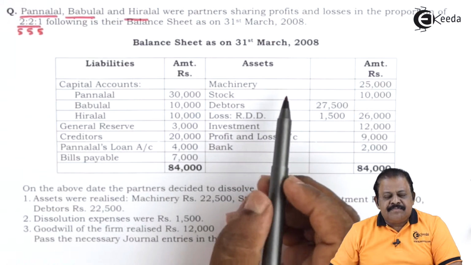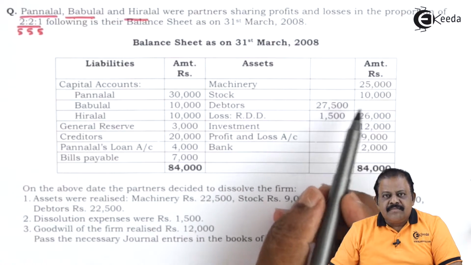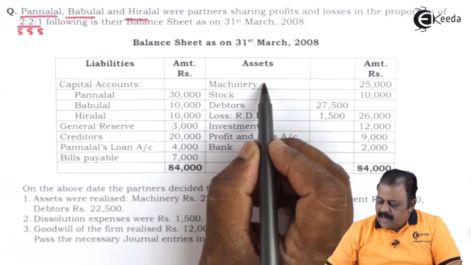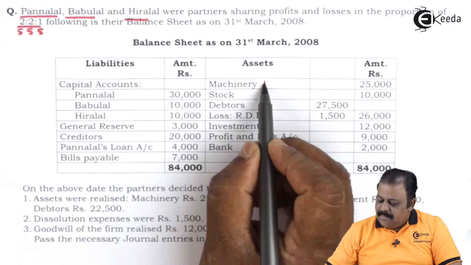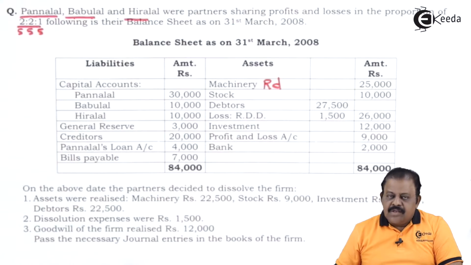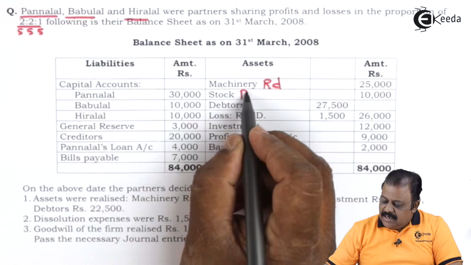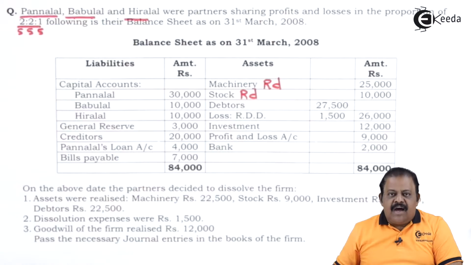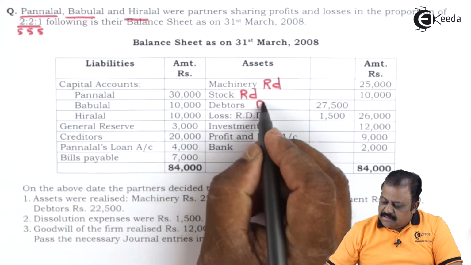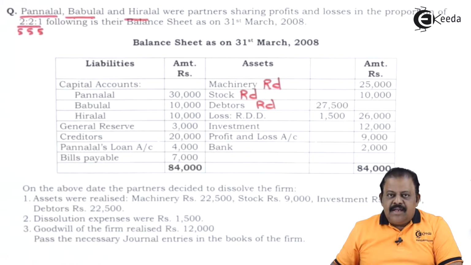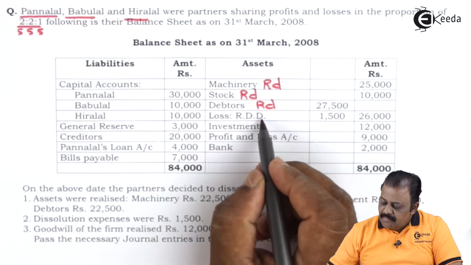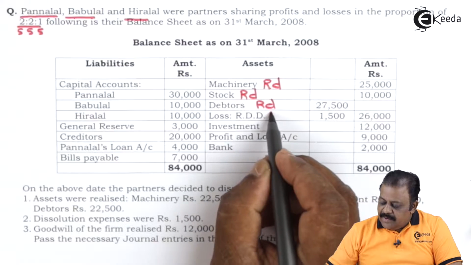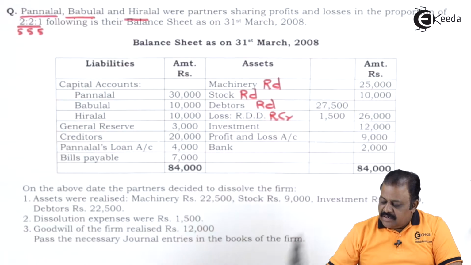Asset side, machinery. This will be transferred to realization account, debit side, RD. Stock, realization account, debit side, RD. Debtors, realization account, debit side, RD. RDD, this will be transferred to realization account, credit side.